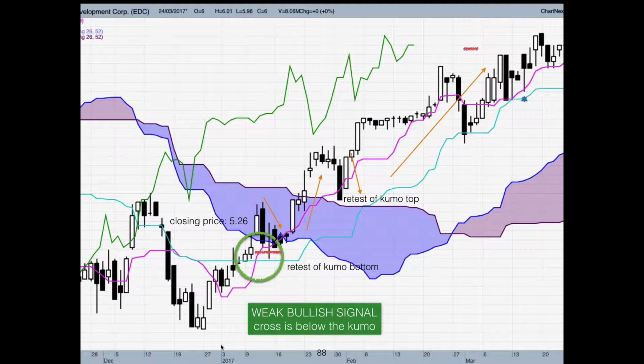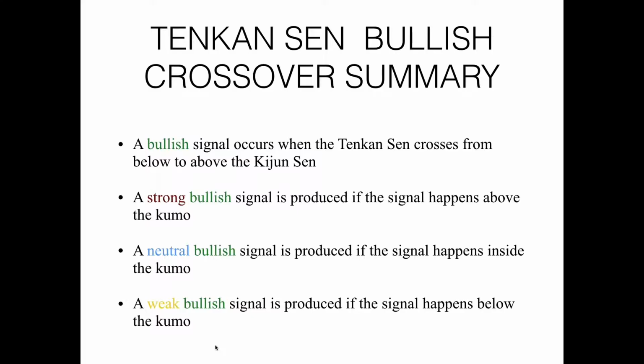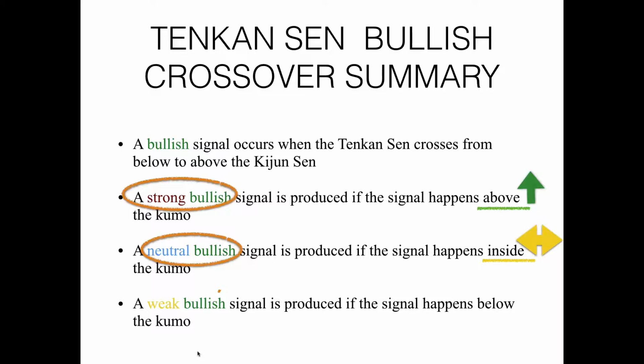Now, to summarize our lesson on Tenkan-sen bullish crossovers, a bullish signal occurs when Tenkan-sen crosses from below to above the Kijun-sen. A strong bullish signal is produced if the signal happens above the Kumo. A neutral bullish signal happens when the signal happens inside the Kumo. A weak bullish signal is produced if the signal happens below the Kumo.